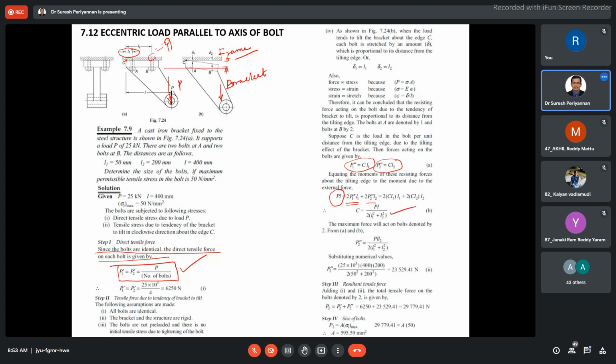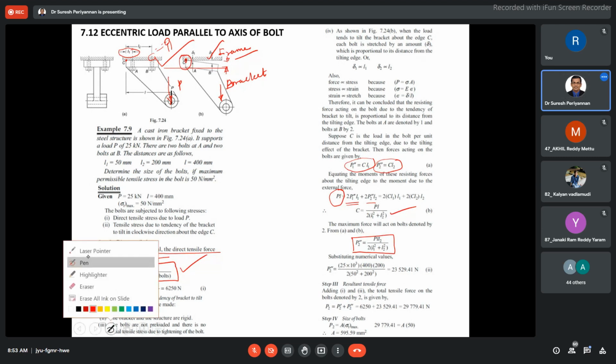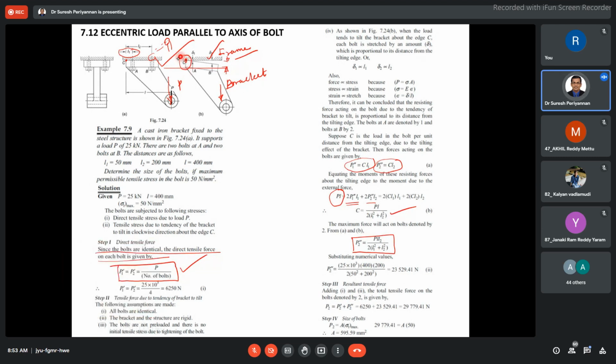What is the C value? Once we find P2 prime and P1 double prime, we are able to find the load acting in the bolt. But where is the maximum load? The maximum load is acting at P2 double prime. The maximum load acts in this bolt because it is the farthest distance compared to bolt 1, with respect to point C. Hence the maximum tensile load is acting here, so I directly consider P2 as the direct tensile load.